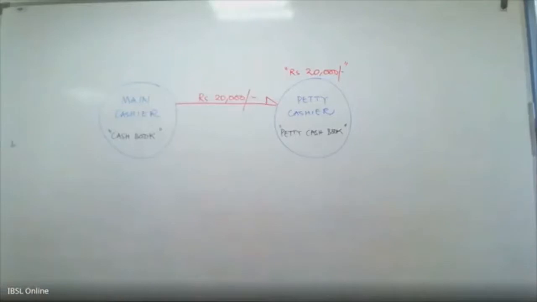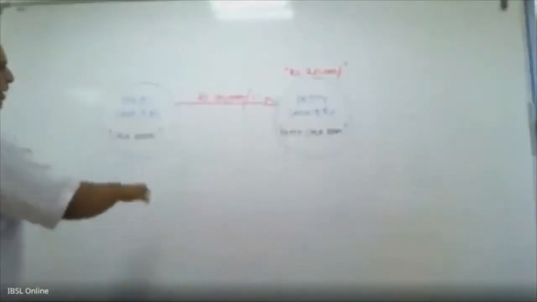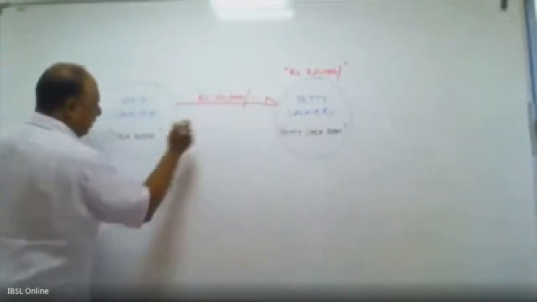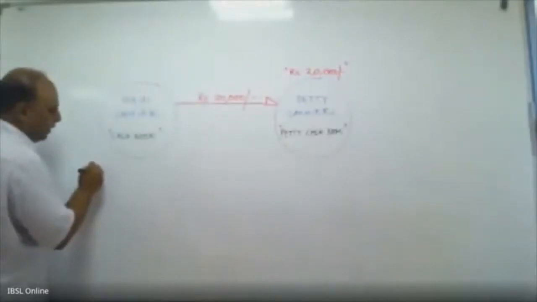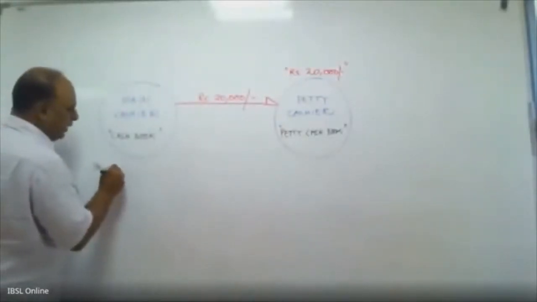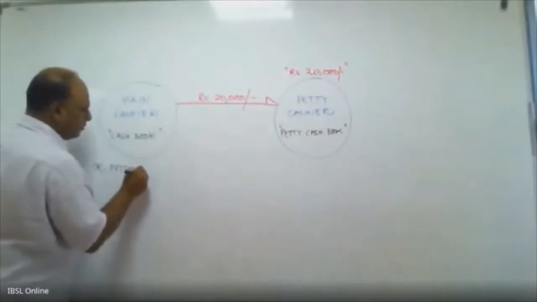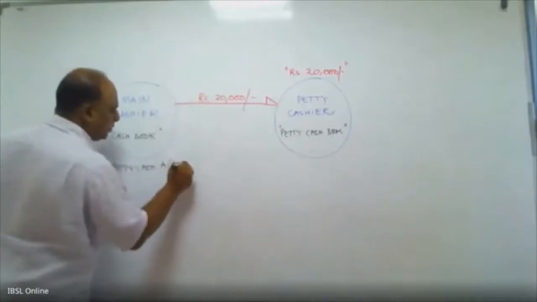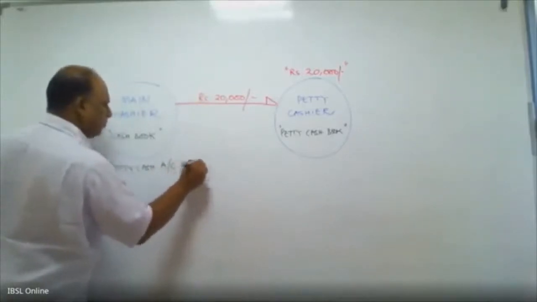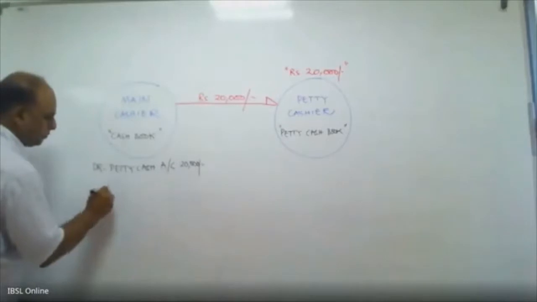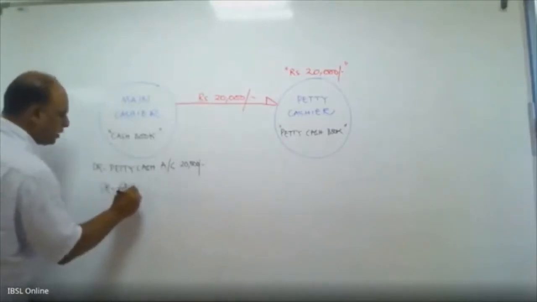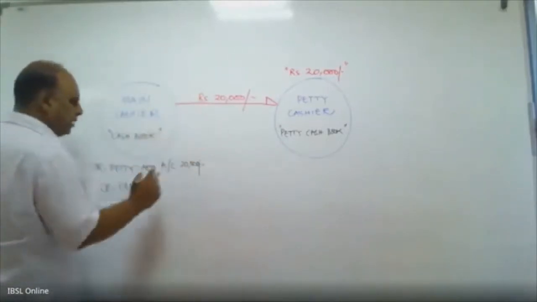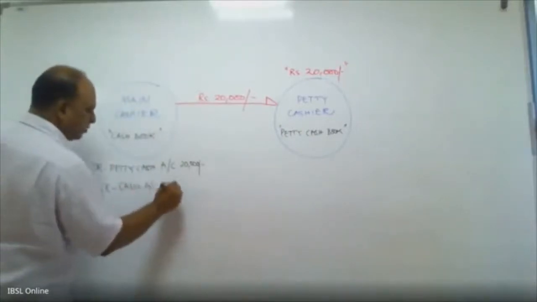Now you have to recall how this will be recorded in the books of the company. When you give the 20,000 rupees here, you will have to debit the petty cash account for the 20,000 and credit your cash account. Cash account means the main account where the double columns are maintained. Cash account.